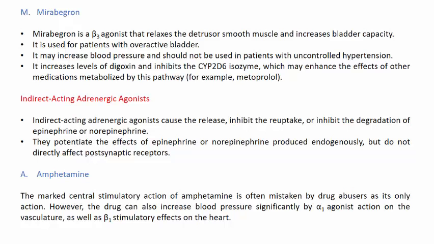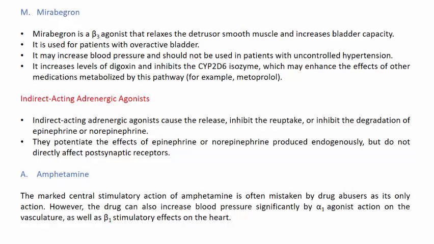بالنسبة للميرابيجرون هو عبارة عن بيتا 3 agonist that relaxes the detrusor smooth muscle and increases bladder capacity، ويستخدم بالبيشنت اللي has overactive bladder، و it may increase blood pressure and should not be used in patients with uncontrolled hypertension، و increases the level of digoxin and inhibits the cytochrome P2D6 isoenzyme, which may enhance the effect of other medication metabolized by this pathway. Okay، يعني ممكن إنه يحصل interaction or there is effects for the administration of these agents with the drug.